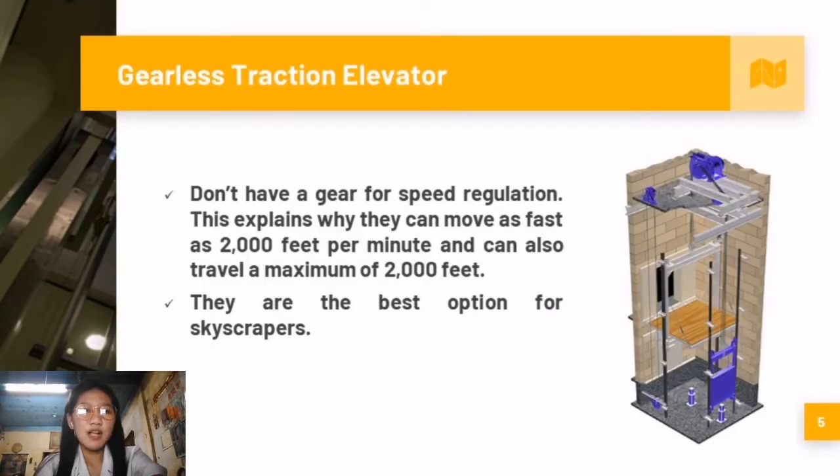First, the gearless traction elevator. They don't have a gear for speed regulation. This explains why they can move as fast as 2,000 feet per minute and can also travel a maximum of 2,000 feet. They are the best option for skyscrapers. So gearless traction machines are low speed, high torque electric motors powered either by AC or DC.